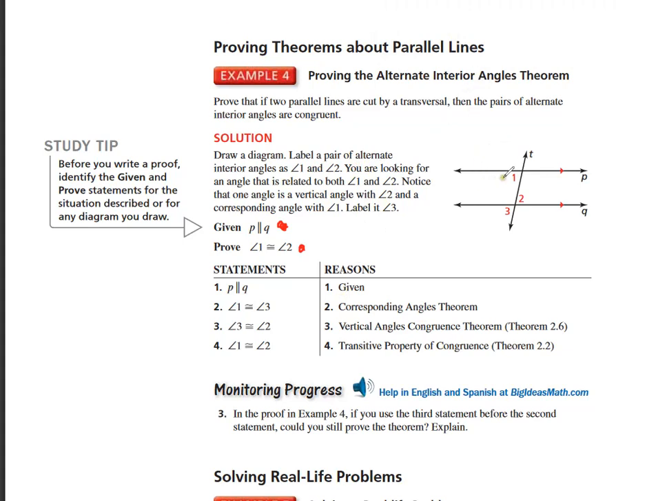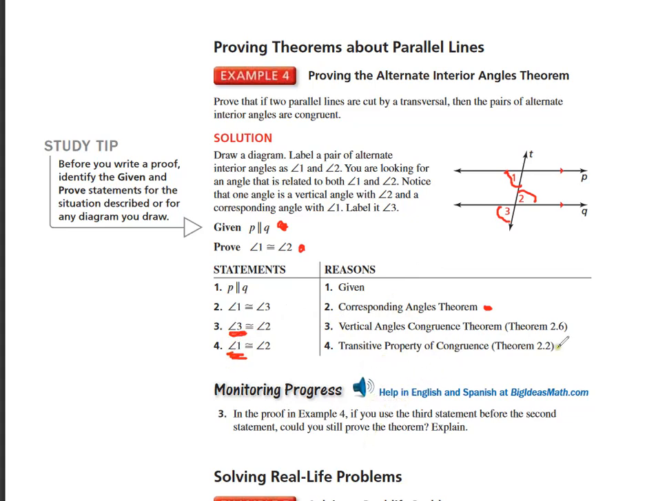Then we know that angle 1 and angle 3 are congruent to each other because they're corresponding angles. That's how we know they have to be equal to each other. But then angle 3 and angle 2 are equal to each other because they're vertical. So then what they do is they take this statement, and where 3 is, they insert 1. It's called transitive property of congruence. Think of it as substitution.